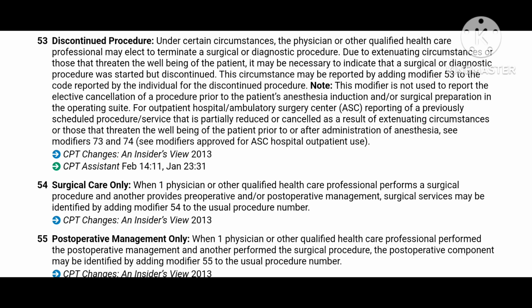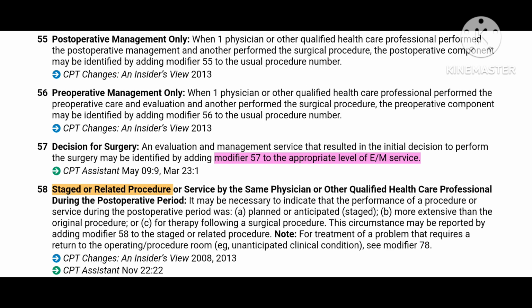So what is 55? Postoperative management only. Doctor did not do the surgery, doctor did not give preoperative management, but he is taking care of the patient after the surgery. Then you will be using modifier 55 for the doctor's work. And 56, it's for preoperative management. That means before the surgery. Only care that is provided by the doctor is before surgery, not the surgery and after the surgery. So surgery was done by someone, postoperative care was done by someone, only the preoperative care is done, then you can use modifier 56.